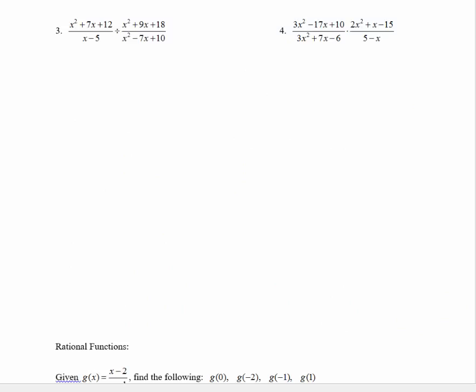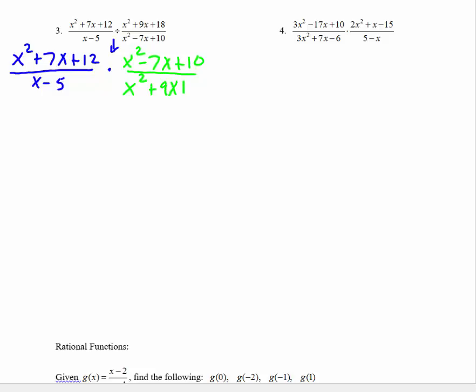So looking at number 3, x squared plus 7x plus 12 all over x minus 5 divided by x squared plus 9x plus 18 all over x squared minus 7x plus 10. So when we see division, we need to change division to multiplication and flip our second fraction. So division becomes multiplication, and we flip the second fraction. So x squared minus 7x plus 10 would go on top, and x squared plus 9x plus 18 would go on bottom.